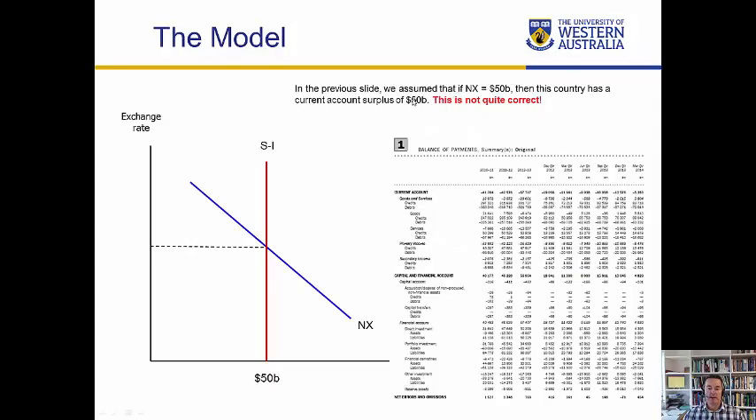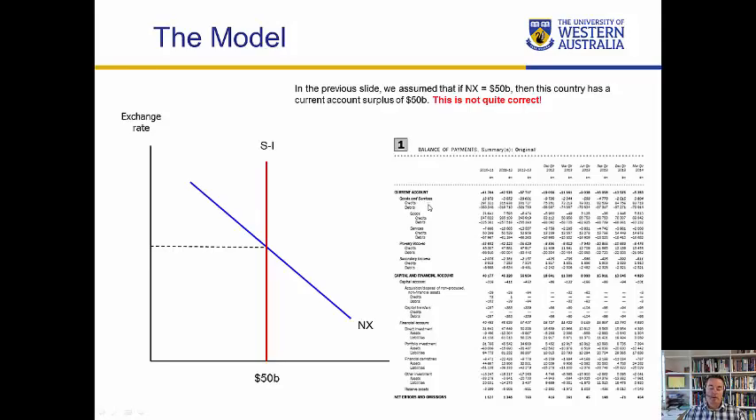So in the previous slide we assumed net exports were 50 billion, and then that this country has a current account surplus of 50 billion. That's not quite correct. If you have a look at the current account, in this table there are 3 main subheadings under the current account heading: goods and services, primary income, and secondary income. Below that we get into the capital financial account, which is something different. Now in this model, NX are net exports, and in the balance of payments table that is goods and services.